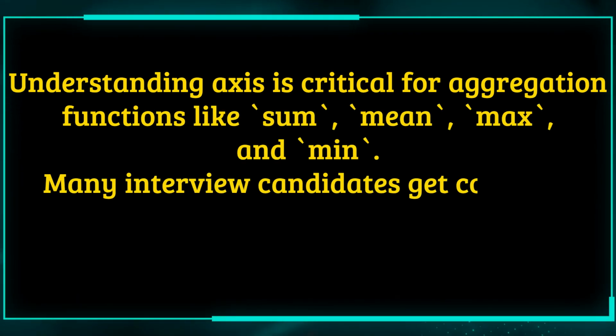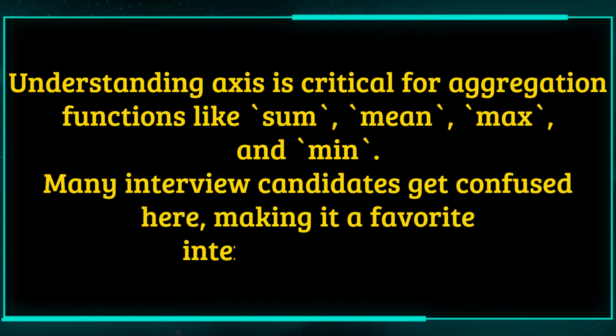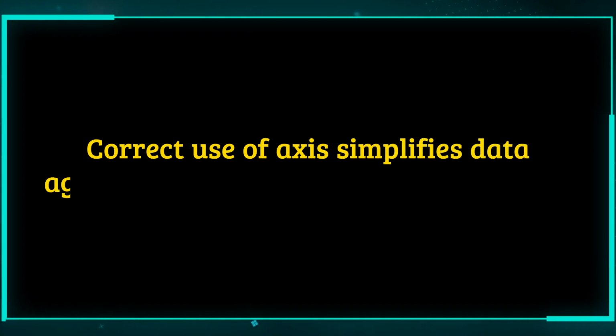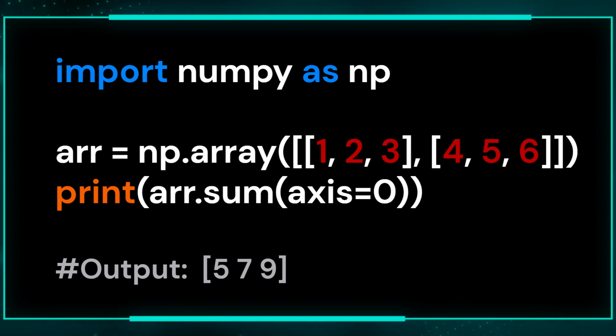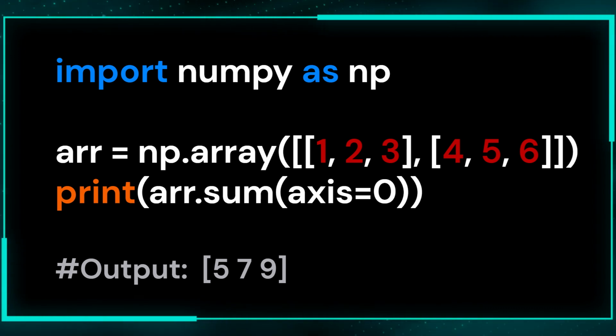Many interview candidates get confused here, making it a favorite interview question. Correct use of axis simplifies data aggregation and avoids manual looping. This code calculates the sum of each column using axis equals 0.